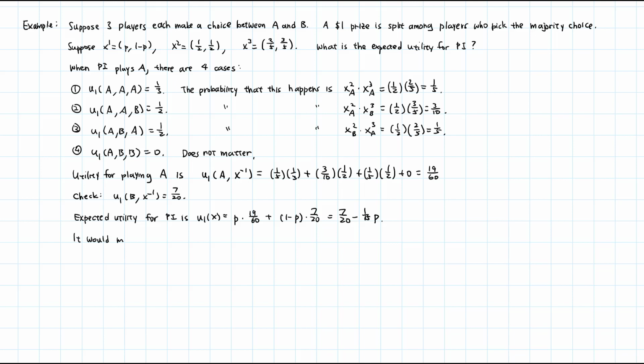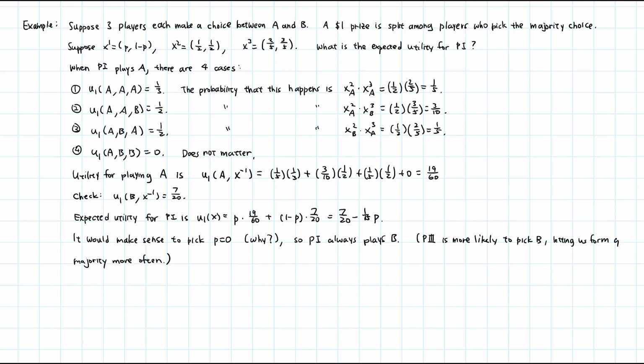Now it would make sense to pick p equal to 0. Can you see why? So player 1 would play B as a pure strategy. And we see that this is because player 3 is more likely to pick B, letting us form a majority more often. And that is our introduction to mixed strategies. In the next lecture, we will look at mixed Nash equilibrium.